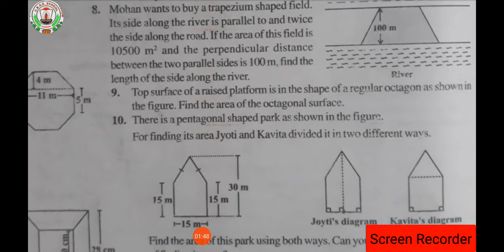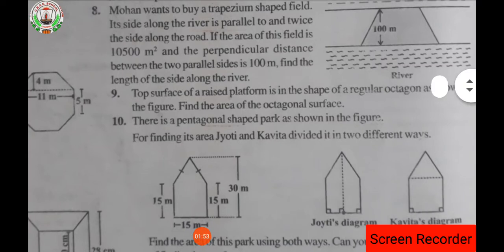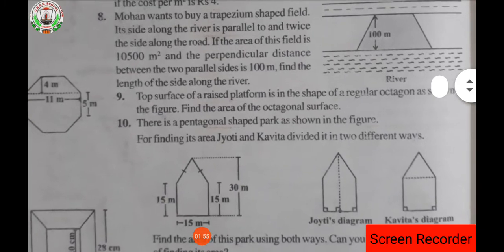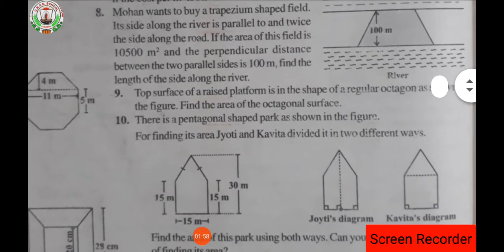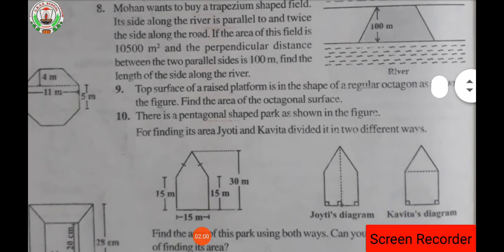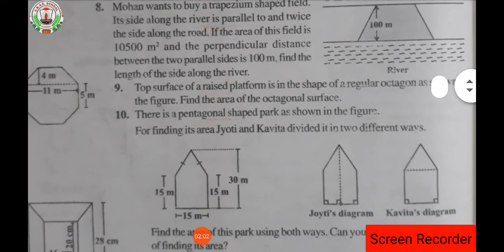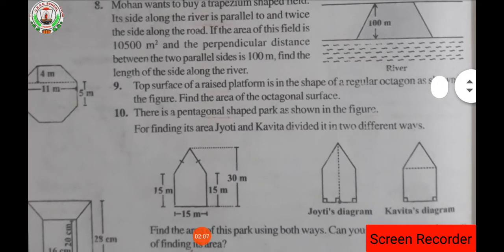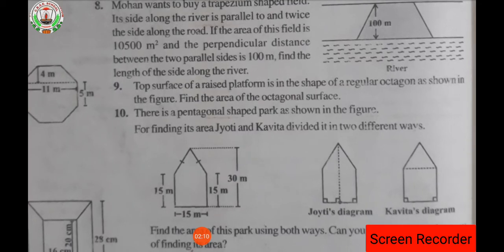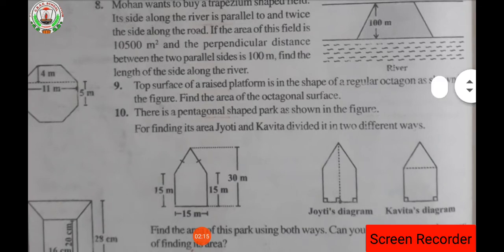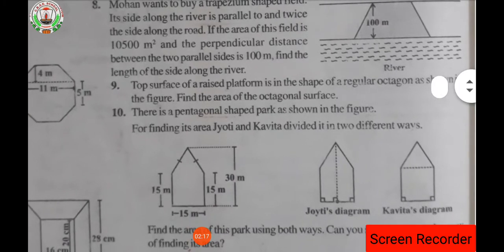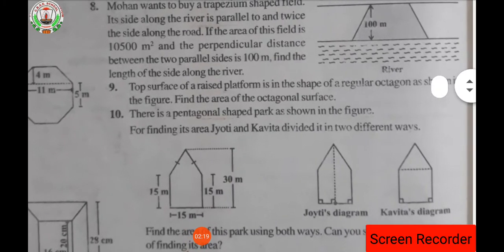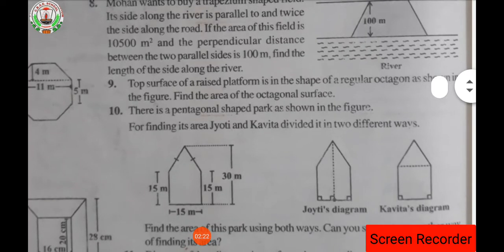In question number 9, you have to find the area of the octagonal surface. One side of the octagon is given; as we know, every side of a regular polygon is equal. So if one side of the octagon is given as 5 centimeter, that means every side of the octagon, we have 8 sides in the octagon, isn't it, so every side has 5 as its length. Then by using that we have to find the area of the octagonal surface.